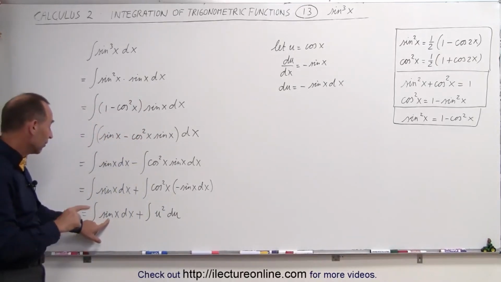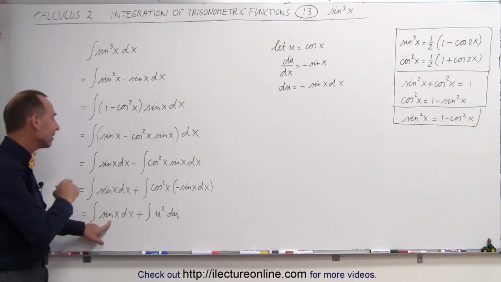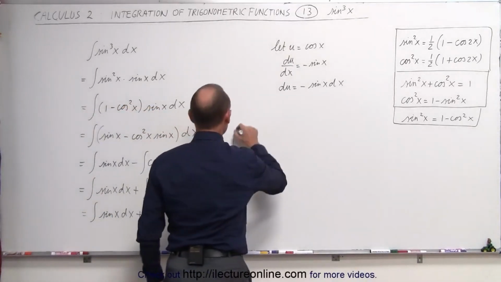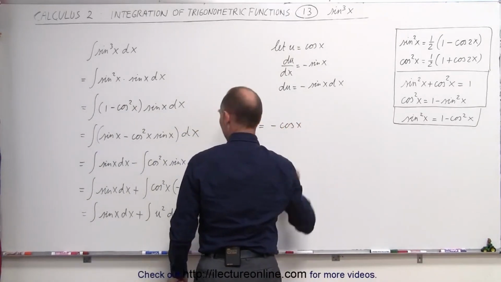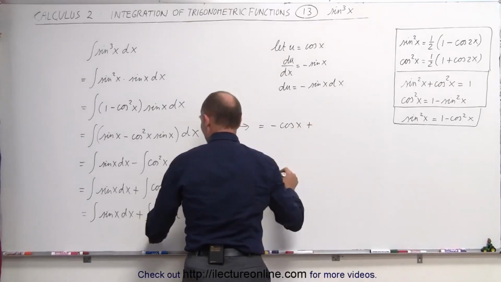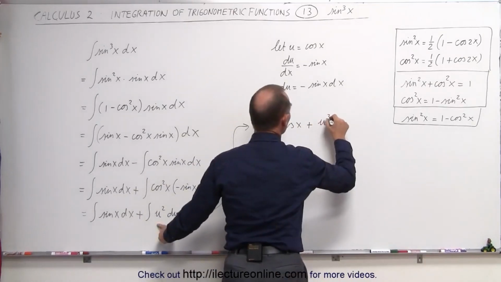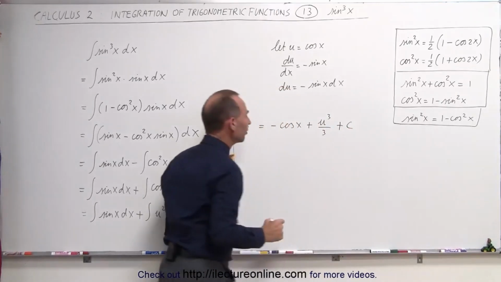We know that the derivative of the cosine of x is minus the sine of x, so the integral of the sine of x is the negative cosine of x. This is equal to the negative cosine of x plus, when I integrate u squared, I get u cubed divided by the new exponent 3, and I can't forget my constant of integration.